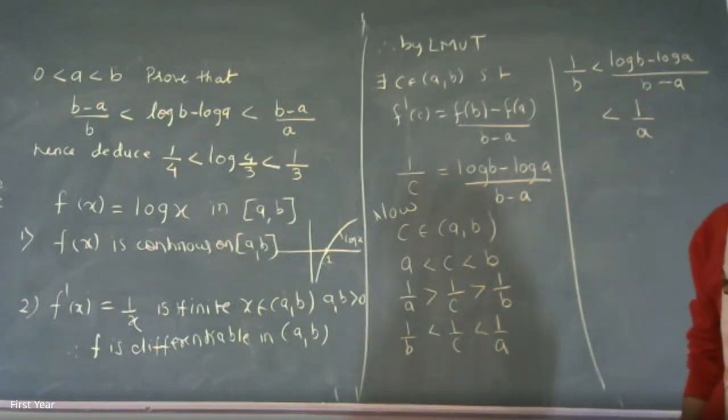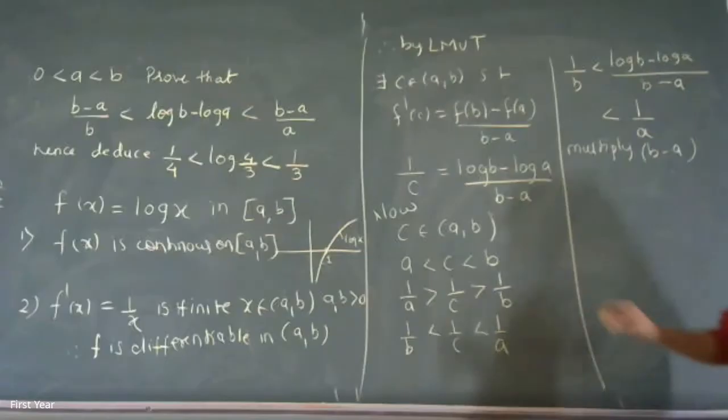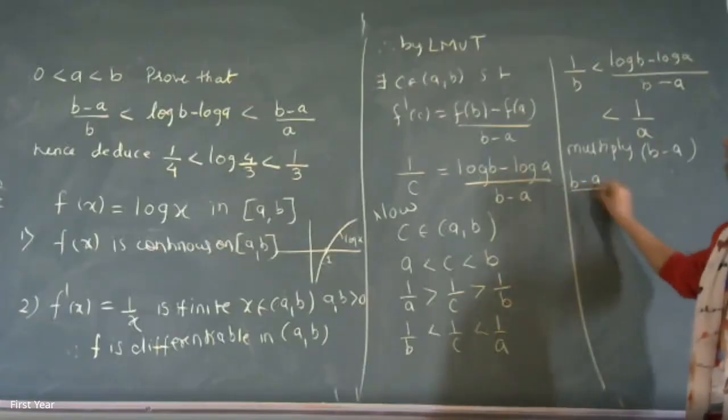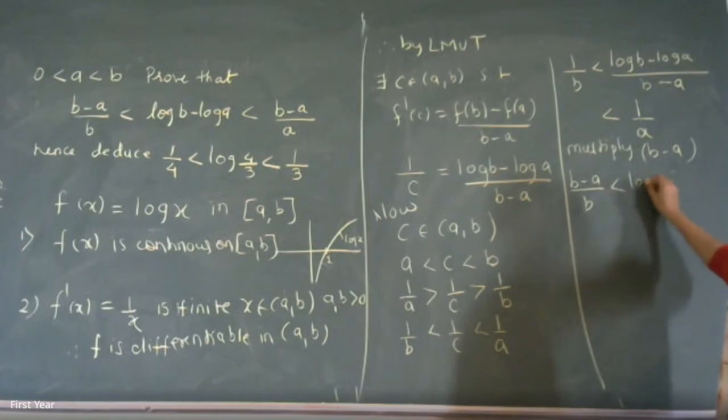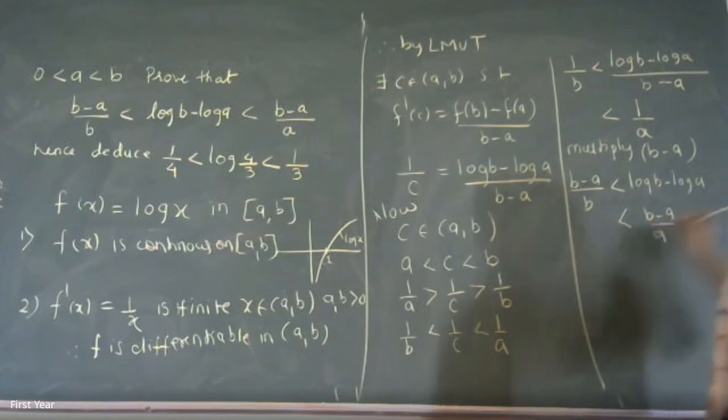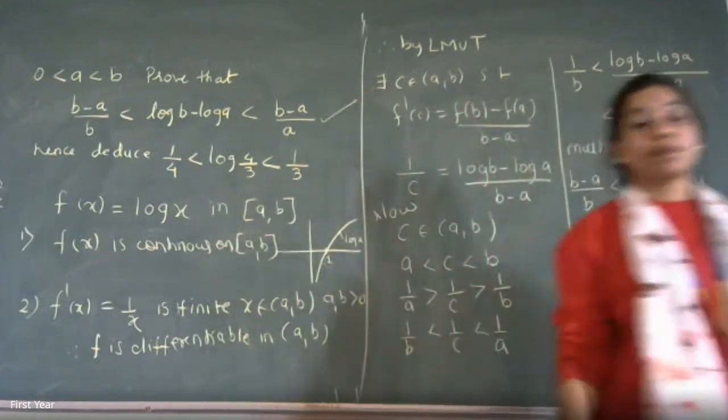And then I want that B minus A to go. Multiply by B minus A, so (B minus A) by B is less than log of B minus log of A is less than (B minus A) by A, and that's your expected inequality.